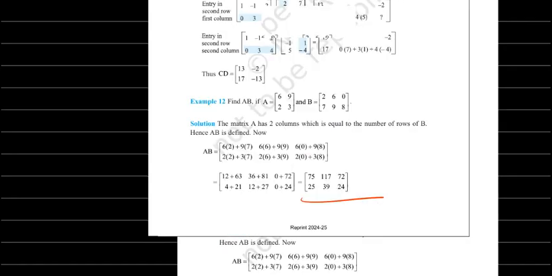This is a 2 into 3 matrix. What they said is AB. AB means you need to know, see here the number of columns is 2, the number of rows is 2. So it is a multipliable matrix. It can be multiplied, but the order we got is 2 into 3 matrix.